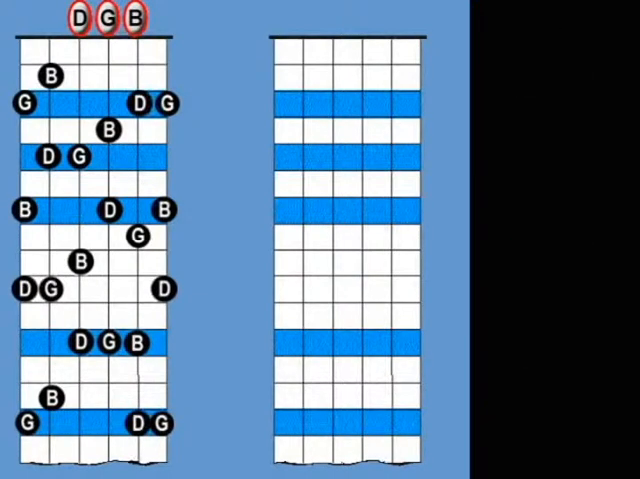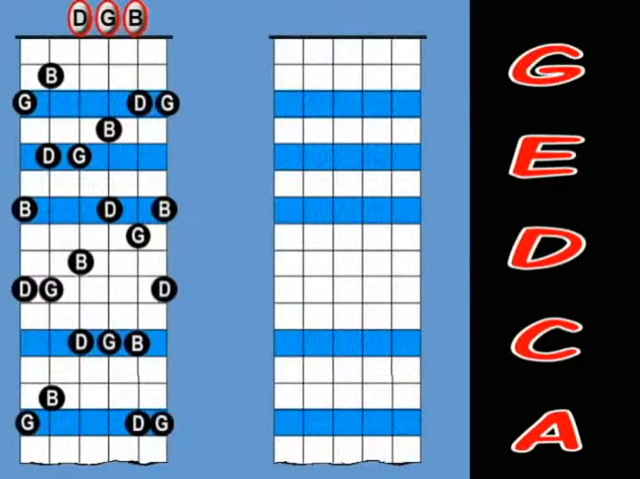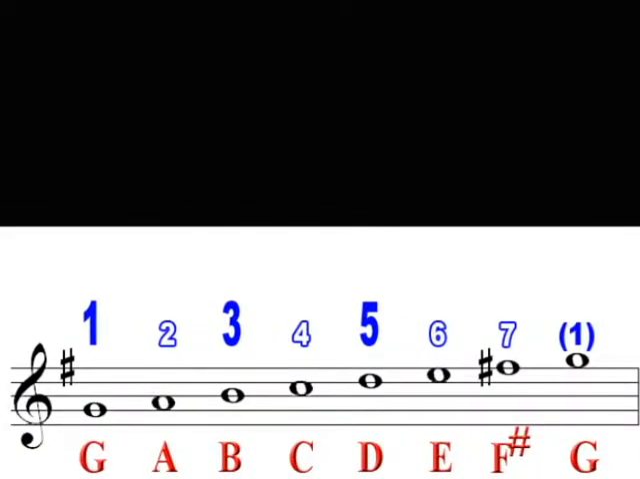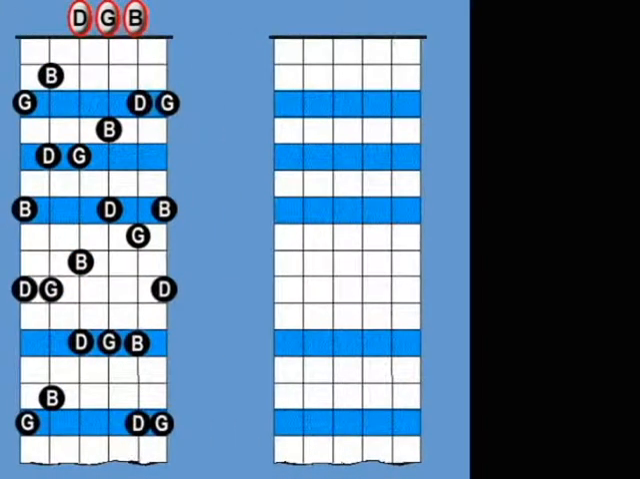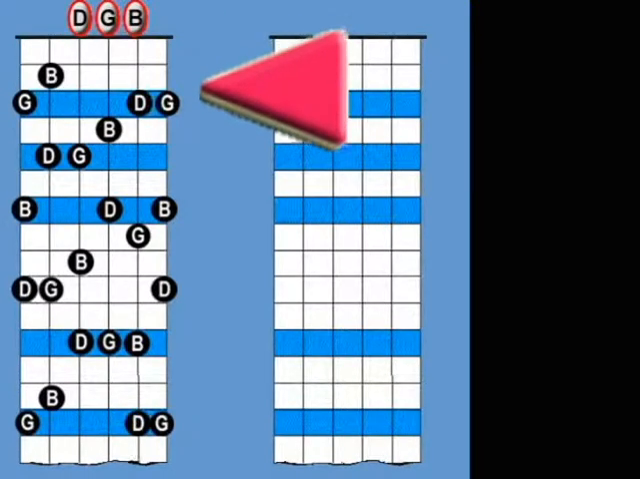a G major. To do that, I have to look at a G major scale, and I have to take notes 1, 3, and 5, called the formula, which are G, B, and D, called the spelling, and I have to play them together. Sounding those 3 notes together gives me a G chord. G is the first, B is the third, D is the fifth. Now, quite simply, I take those 3 notes, G, B, and D, and find every one of them on the neck of a guitar. It looks like this.